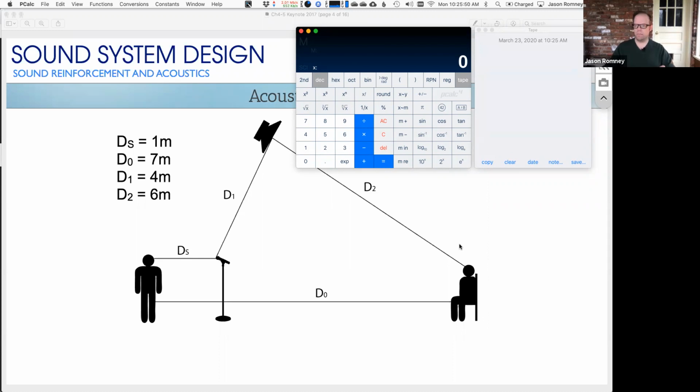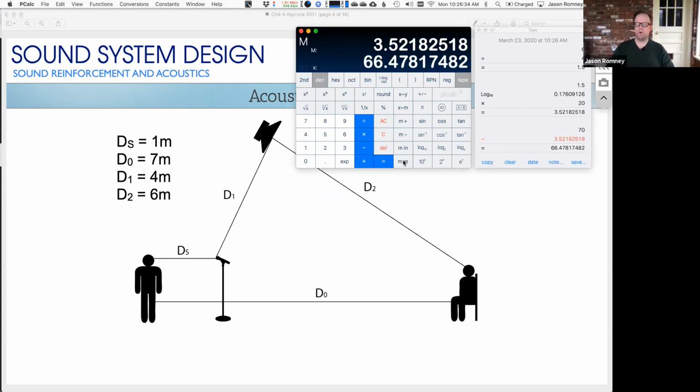So we turn the sound system on and run it all the way up to the edge of feedback. This would give us 70 minus 20 times the log of d2 divided by d1, the difference between those two distances. d2 is 6 meters, so we do 6 divided by d1, which is 4 meters. 6 divided by 4, log 10 times 20, and we get 3.5. Now I'm going to take our 70 dB SPL, which is what it's doing when it hits the microphone, and subtract that 3.5 dB, and we get 66.5 dB SPL.